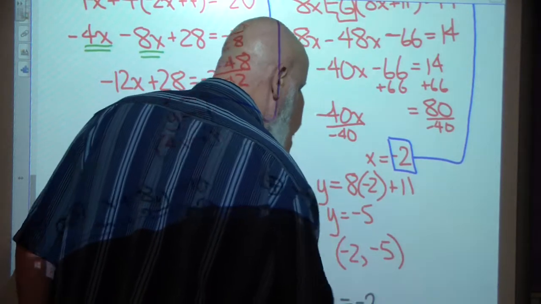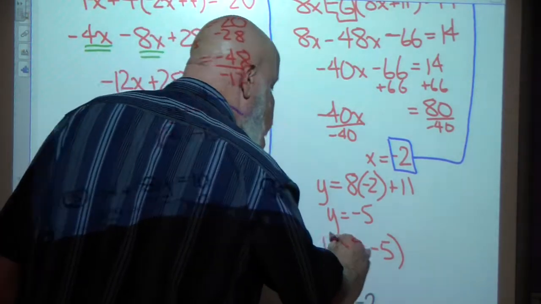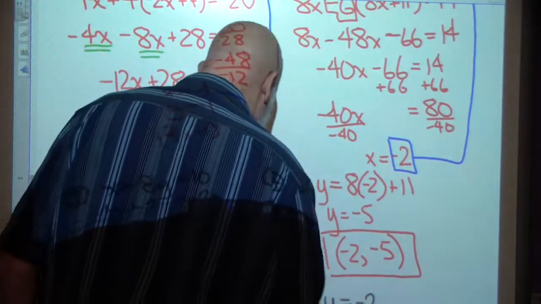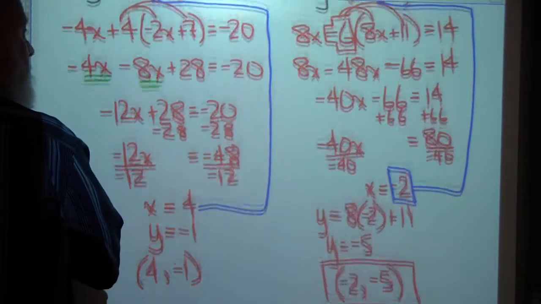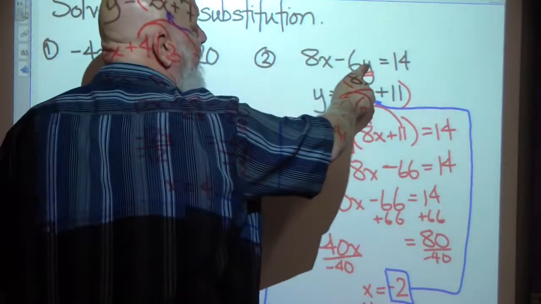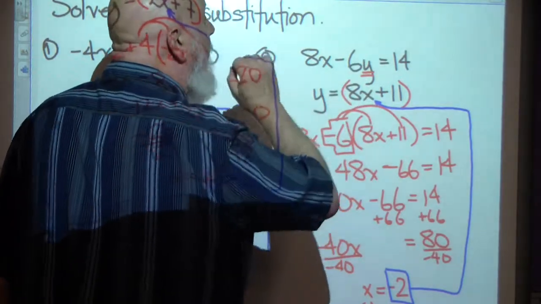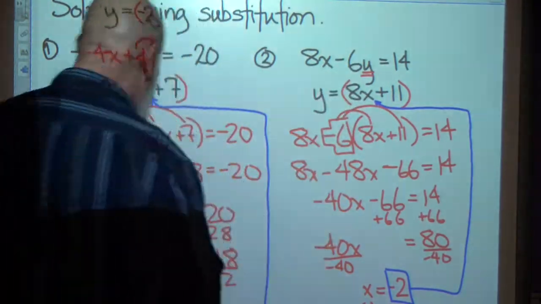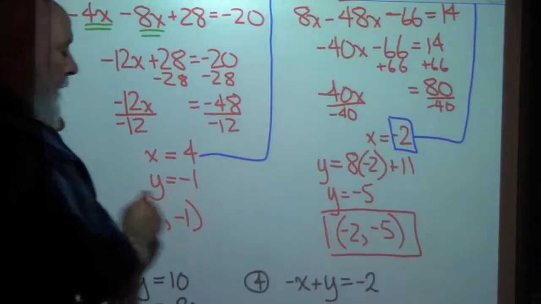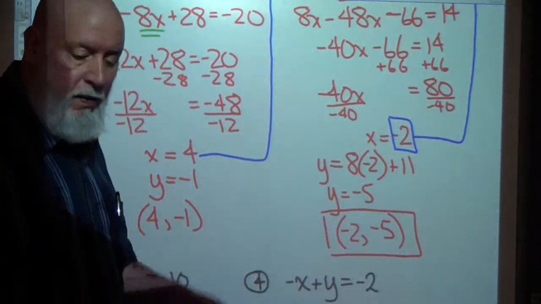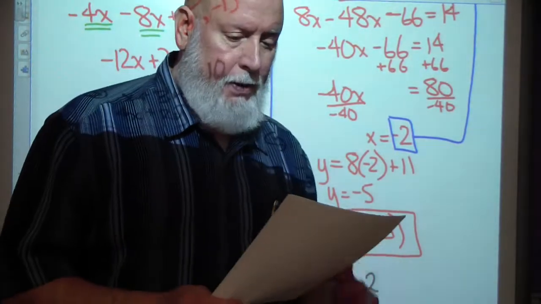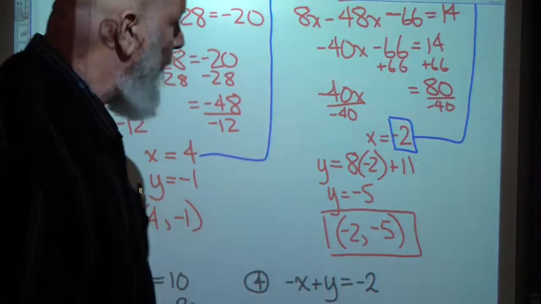Putting them in alphabetical order. There's our solution. This ordered pair will make both of these equations true. Put an x here and y here, x here and y here. And if we graph them both, they'll intersect at that point. Negative 2, negative 5, if I haven't made a mistake, or another mistake I should say. Negative 2, negative 5, yay.